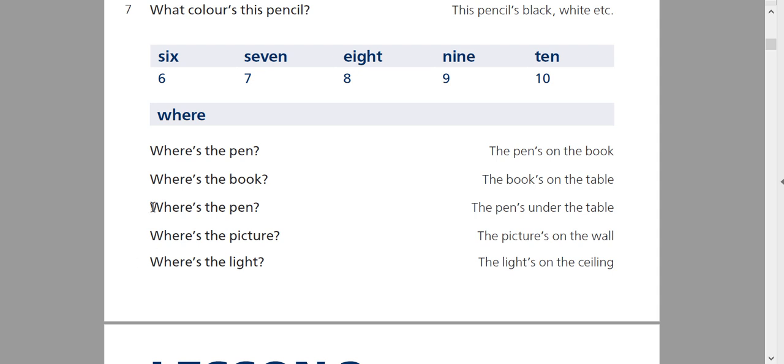Where's the book? The book's on the table. Where's the pen? The pen's under the table. Where's the picture? The picture's on the wall. Where's the light?